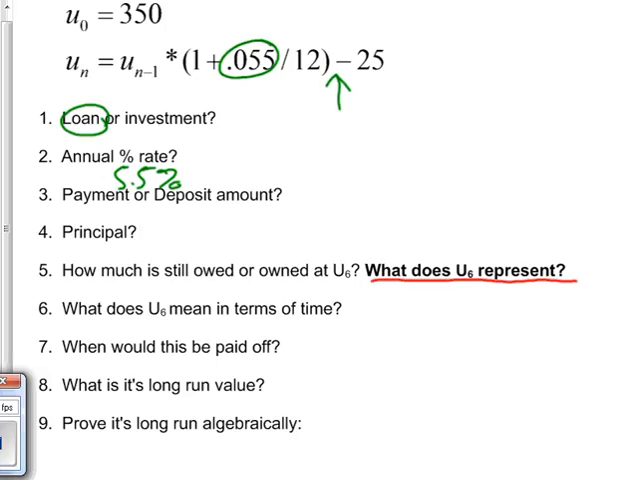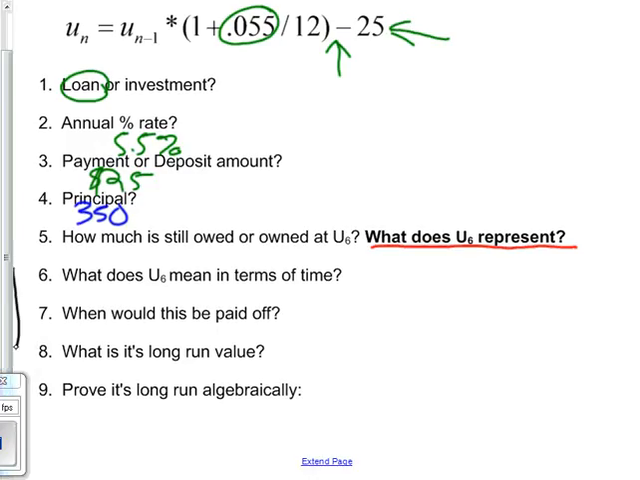Payment or deposit amount, what's that? $25. Why is it $25? Because that's this number right here, because that's the amount that's being paid in or deposited. What's the principal amount? $350. Because that is our starting value. Awesome. This first part is going great. That's what most people can do. So that's good. How much is still owed or owned? In our case, it's owed because it's a loan.